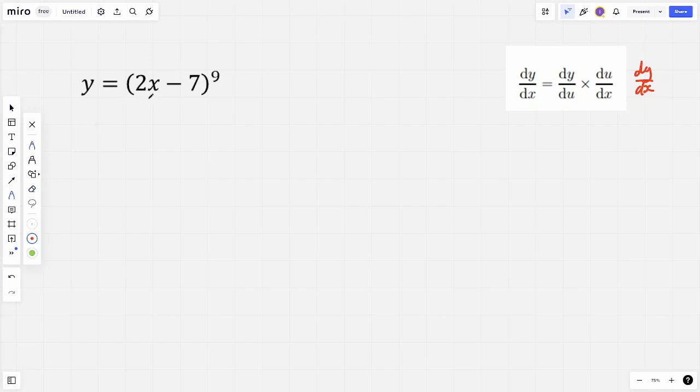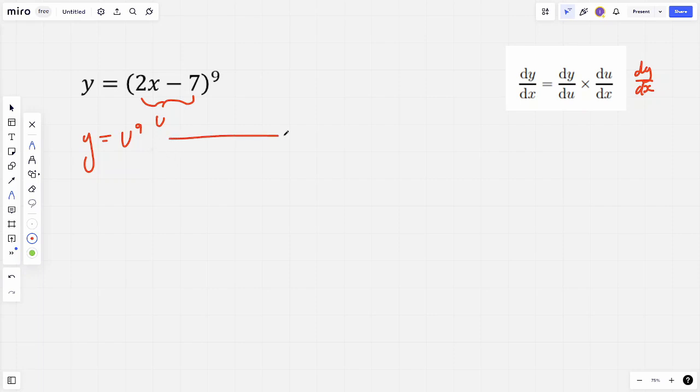What we say is we give the x term, whatever belongs to the x term, the letter u. But in this case, because we've got a bracket, we're going to say all of this is equal to u. Then look at this. So we've got dy over dx is equal to dy over du. That means we must differentiate with respect to u for the y equation. So we say y, in this case, is equal to u to the power of 9. So we've just replaced this bracket with a u.